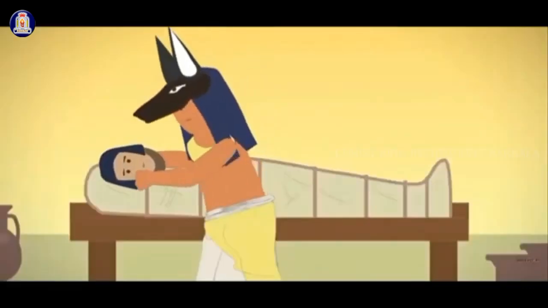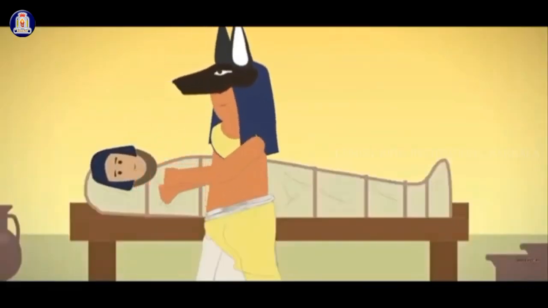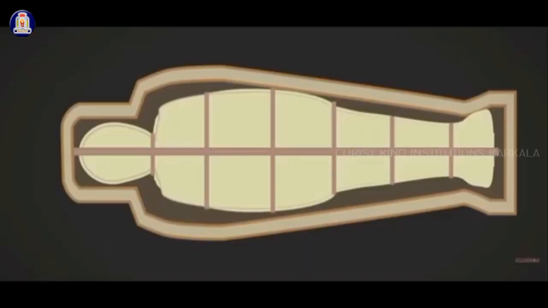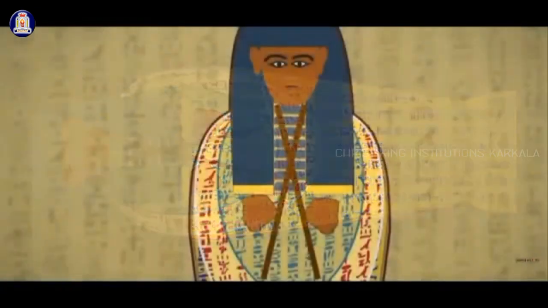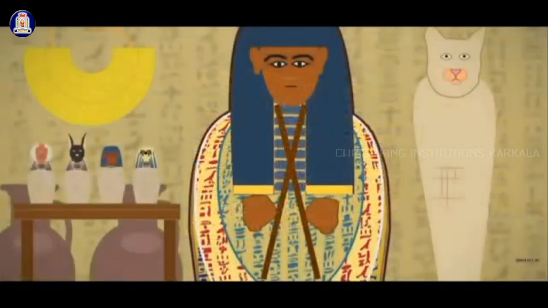A face mask was made to look like the person, then was placed on the head of the corpse, and the body was placed into a wooden case, or if the person were rich, a stone sarcophagus. Mummies would be buried with items they might have needed for the afterlife, including jewelry, clothes, furniture, even pet cats and dogs who were mummified as well to keep them company.